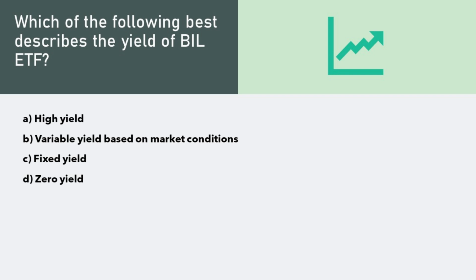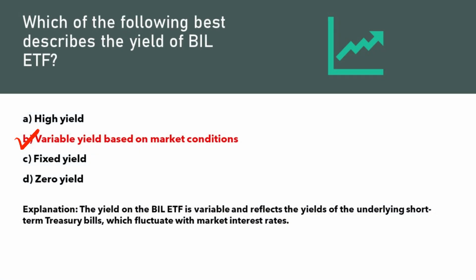Which of the following best describes the yield of BIL ETF? Answer: B. Variable yield based on market conditions. Explanation: the yield on the BIL ETF is variable and reflects the yields of the underlying short-term Treasury bills, which fluctuate with market interest rates.